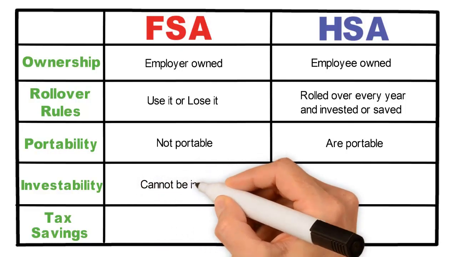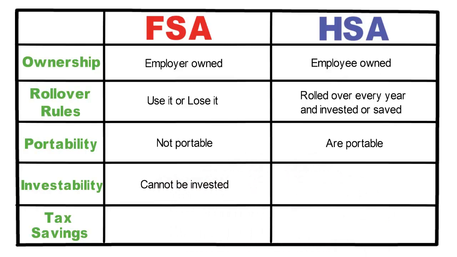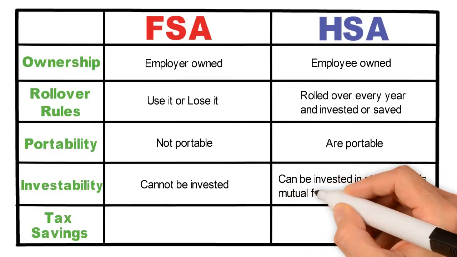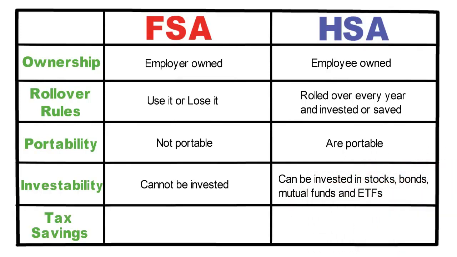Asset investable. FSAs cannot be invested. HSAs, on the other hand, can be invested in stocks, bonds, mutual funds, and ETFs.